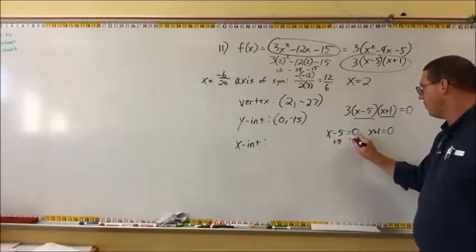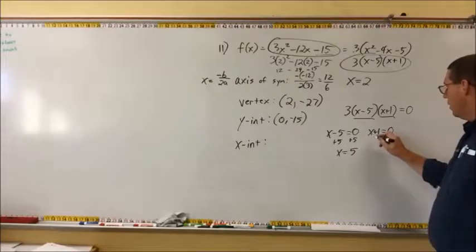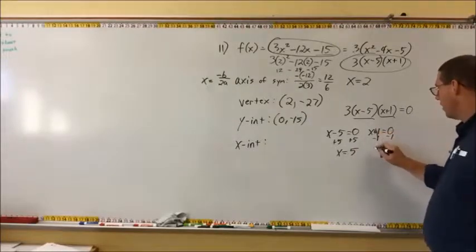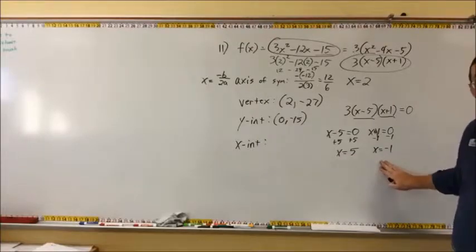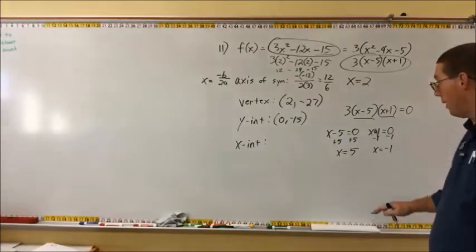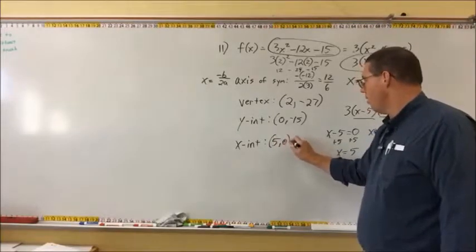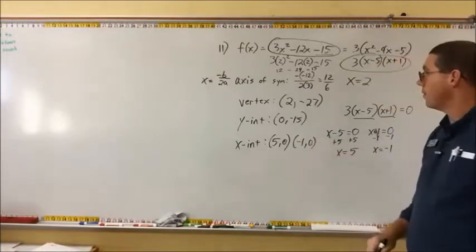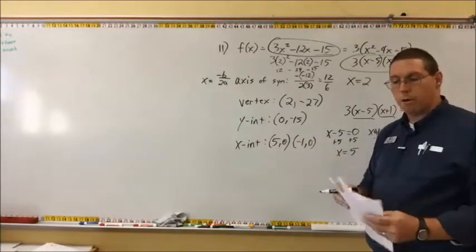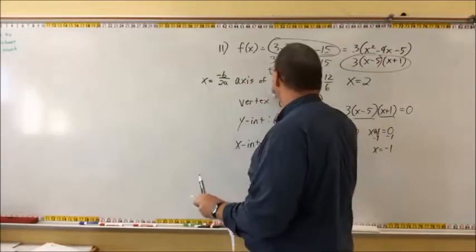Here I'm going to add 5 to both sides, and I get x equals 5. Here I'm going to subtract 1 from both sides, and I get x equals negative 1. These are my roots, right? We've been learning about that. So one of my x-intercepts is (5, 0). The other one is (-1, 0). And there are the answers to question number 11. All right, let's move on to question number 12.